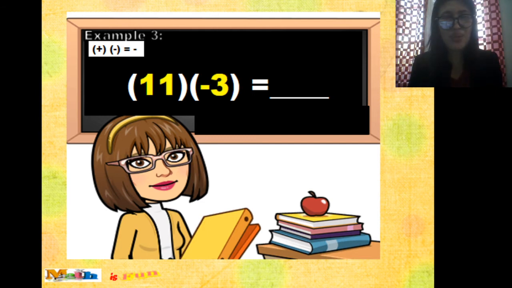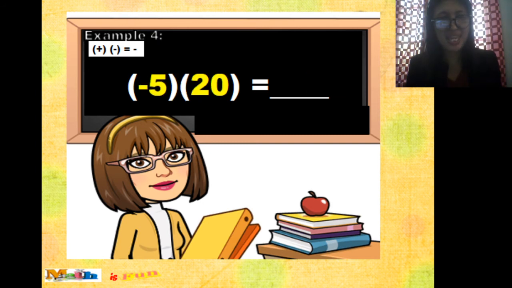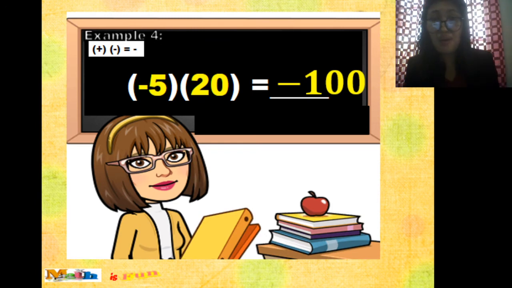Okay, let's have example number 3. 11 times negative 3. The product is negative 33. And we have example number 4. Negative 5 times 20. The answer is negative 100. So that's rule number 2. I'm happy because I know that you have understood our lesson today.